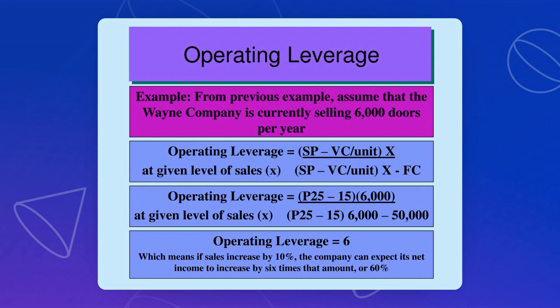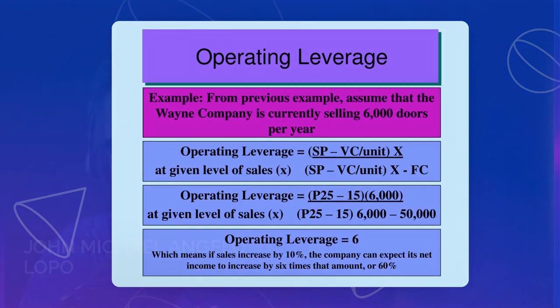25 minus 15. 25 here is your selling price minus 15, the variable cost per unit. Just multiply it by 6,000, divided by 25 minus 15 times 6,000 volume minus 50,000 as your fixed cost. Alright, how much, class? The answer here is 6 pesos. Or sorry, 6 times. Not 6 pesos, 6 times. That would be the operating leverage.